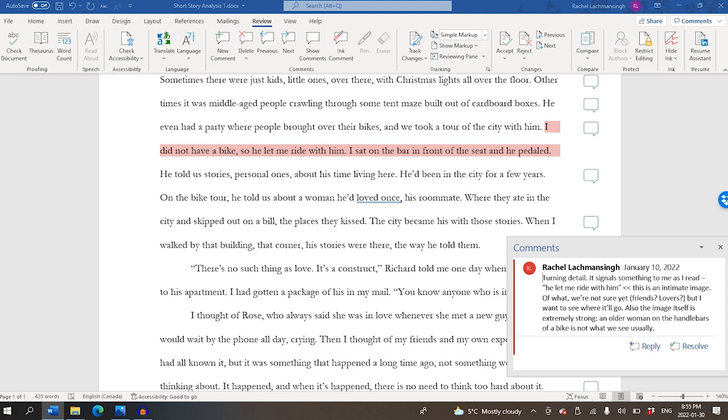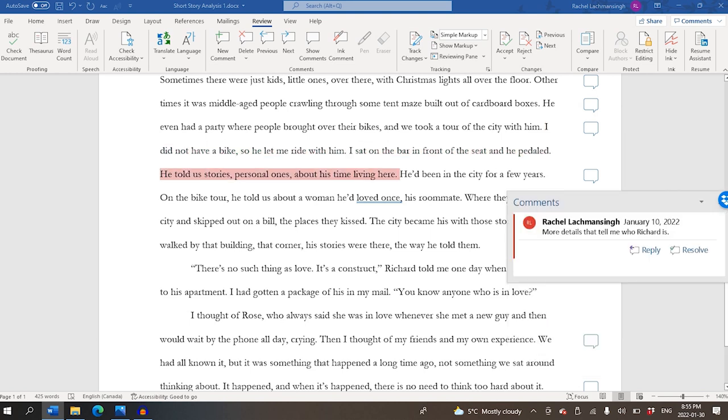Also, the image itself is extremely strong. An older woman on the handlebars of a bike is not what we usually see. We imagine that with children or teenagers. We don't imagine that image with a senior citizen. And again, punching in those slightly almost uncanny valley images really tugs us further into the world of Richard and the narrator.